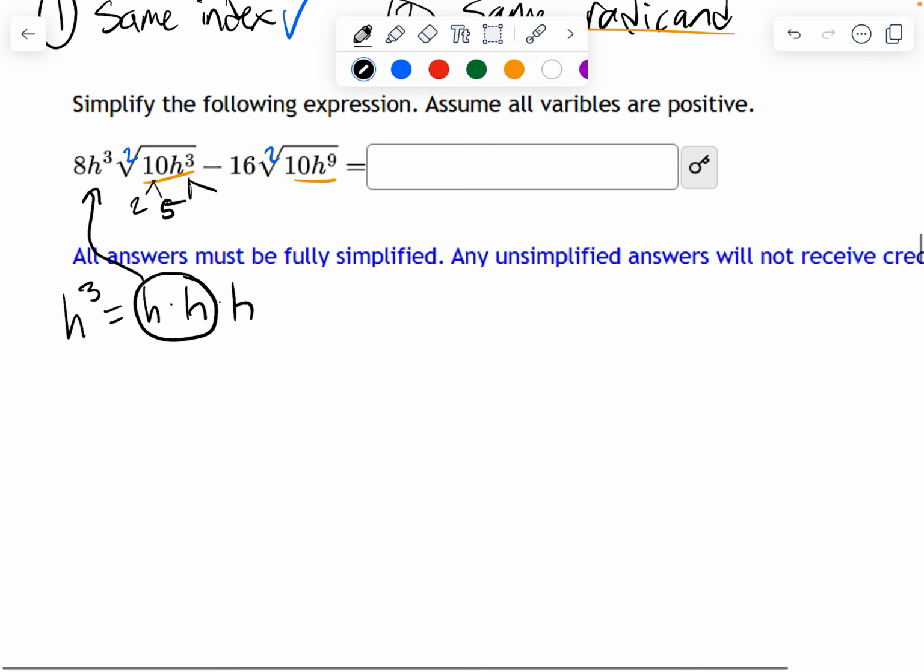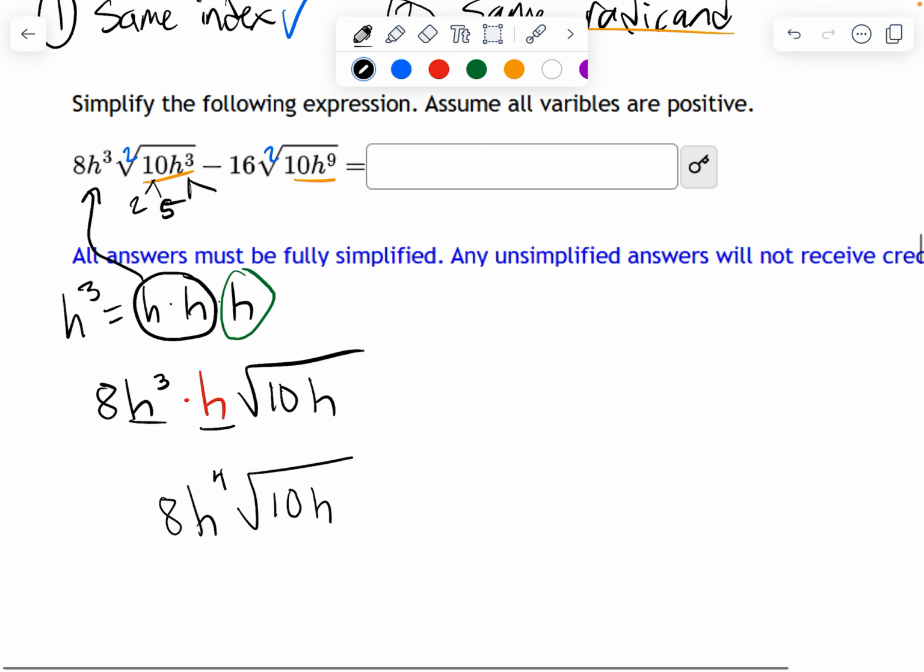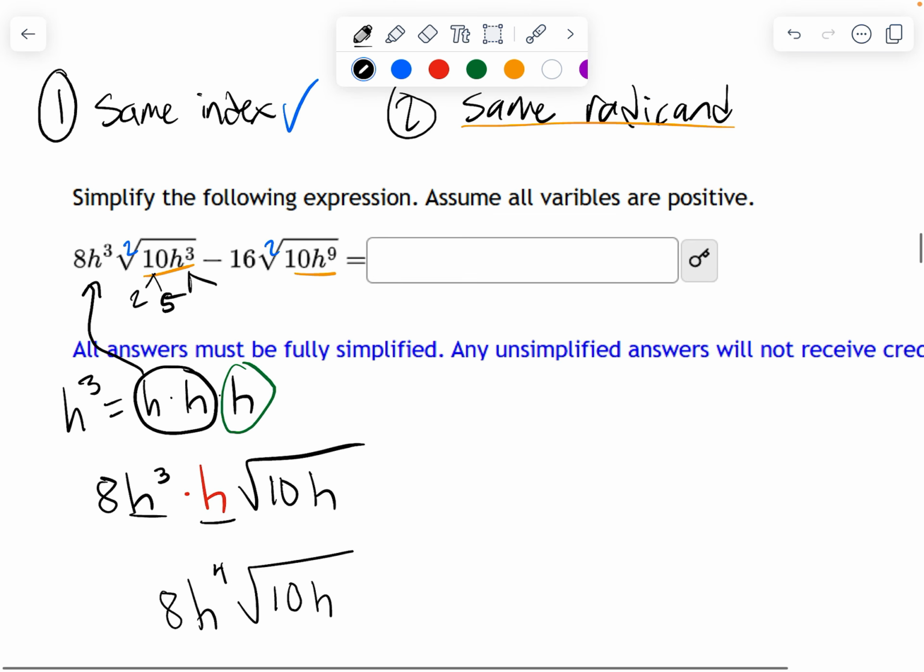to multiply in front. So my 8h to the third can be multiplied by an h I bring out, right? And then, because the 10 couldn't come out, it stays. And because we still have an h that couldn't come out, it stays as well. And then we just multiply the stuff on the outside. So 8h to the third times h, well, 3 h's times one more would be 4 h's in total. So 8h to the fourth times the radical of 10h. Cool, one down.